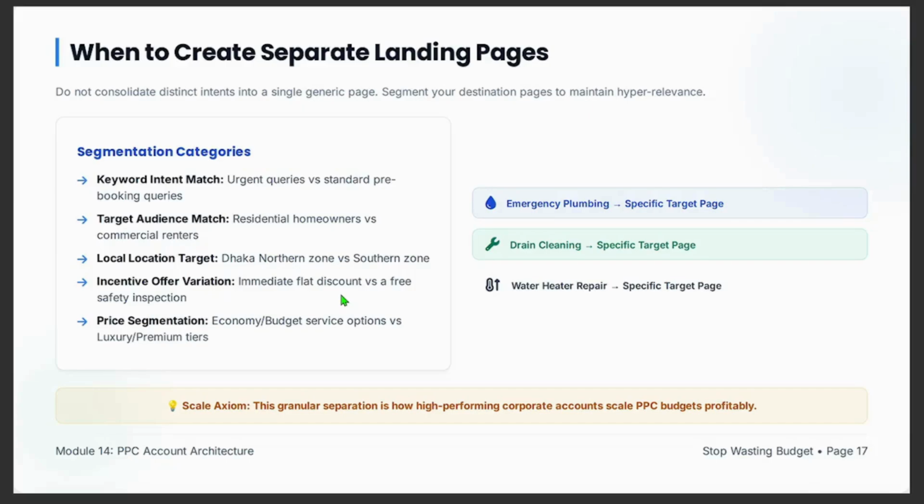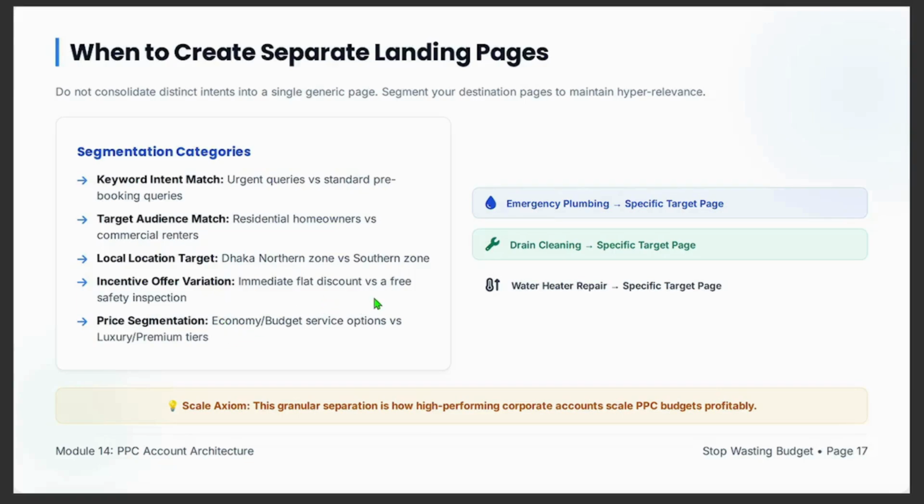So, when to create a separate landing page? One landing page is not enough for everything. You should create separate dedicated landing pages when you have different keyword intent, like emergency versus pre-booking, different audience like homeowners versus renters, and different location like London versus New York. Okay, different offer like discount versus free inspection, and different price point like budget versus premium.